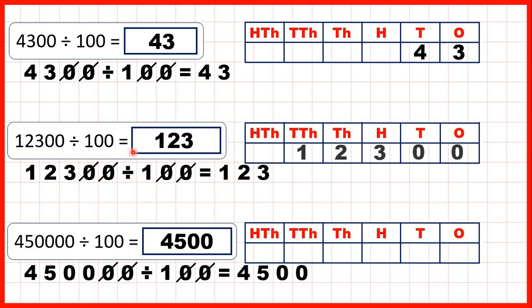So for this question, we had 12,300 divided by 100. To divide by 100, we can move the digits two squares across, and that gives us our answer, 123. And for this last question, we had 450,000. To divide by 100, we can move the digits two squares across, and that gives us 4,500 as our answer.